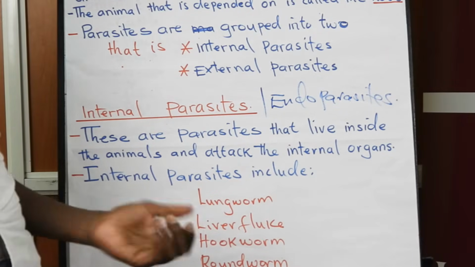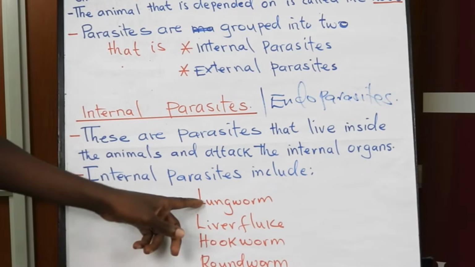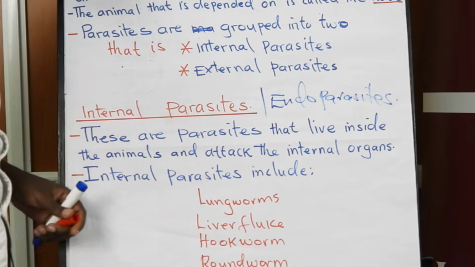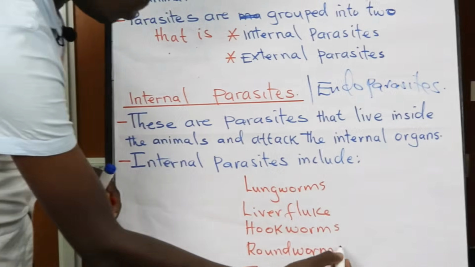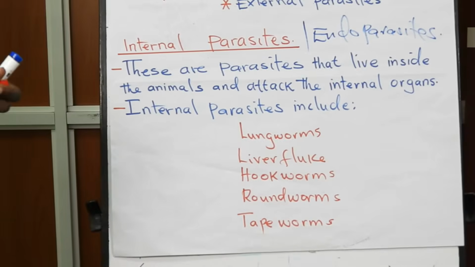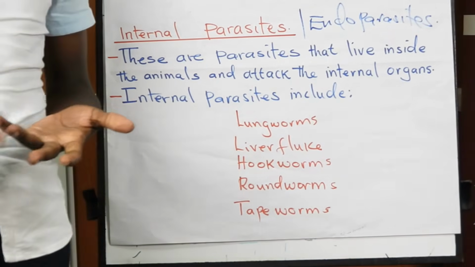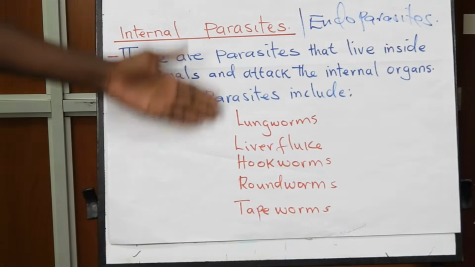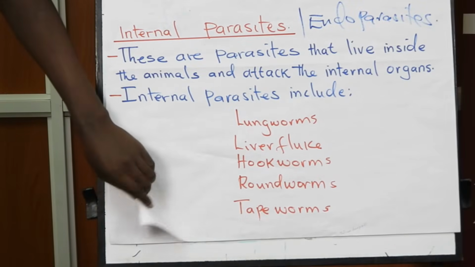The internal parasites include the lungworms, liver fluke, hookworms, roundworms, and tapeworms. Those are the internal parasites that a candidate and a pre-candidate should know. Actually, these are the only internal parasites that are discussed in class 7 and 8.